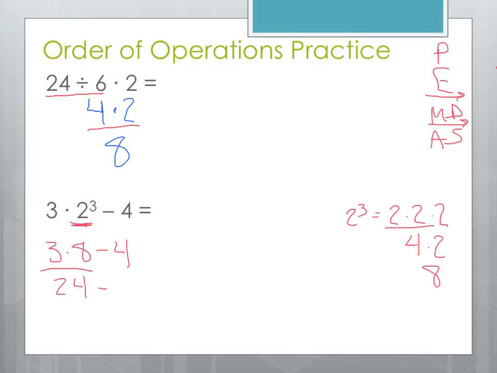And then carry down that minus 4 that we didn't use. And our last step is going to be subtraction. 24 minus 4 is 20.